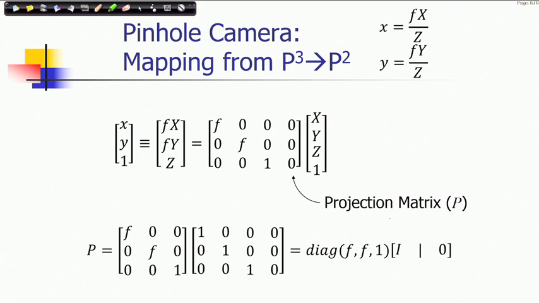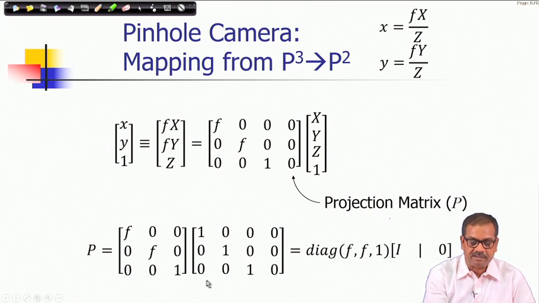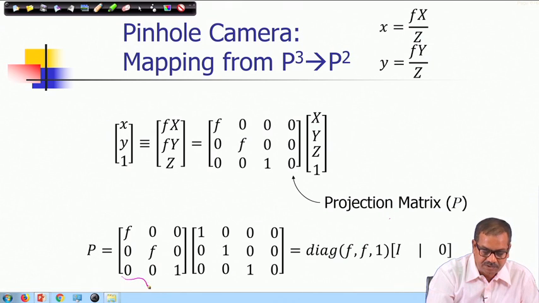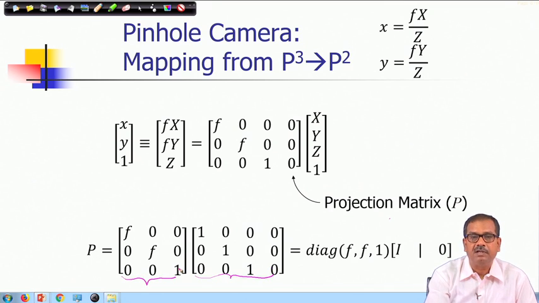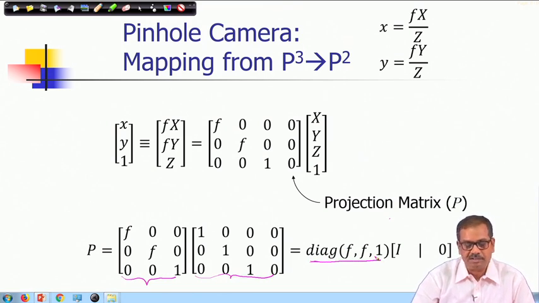You can see that it is formed by the composition of two matrices, where this is a 3 cross 3 matrix and this is a 3 cross 4 matrix. The structures of the matrices are very simple, and note the notation we are using for representing this particular matrix, which contains the information of the focal length. We will be using this notation because it is a diagonal matrix.